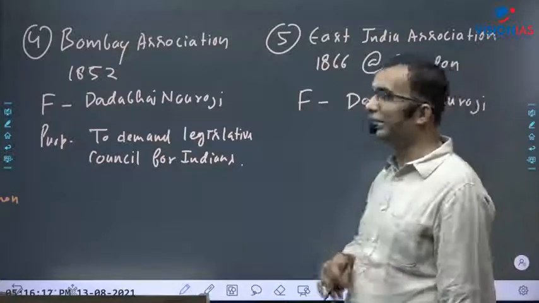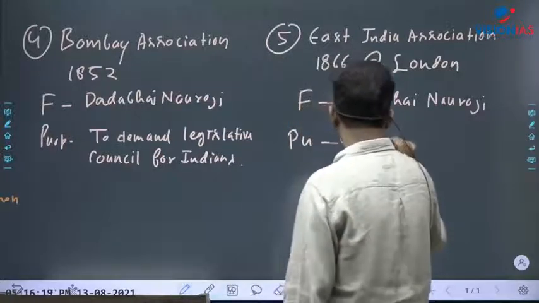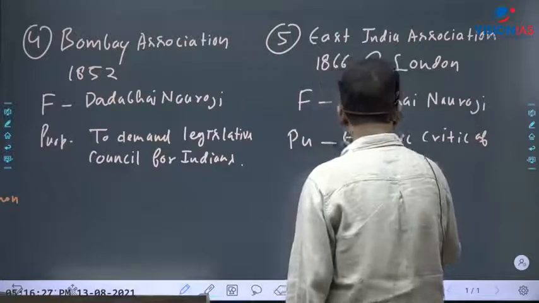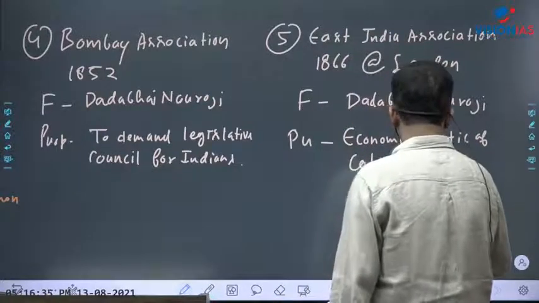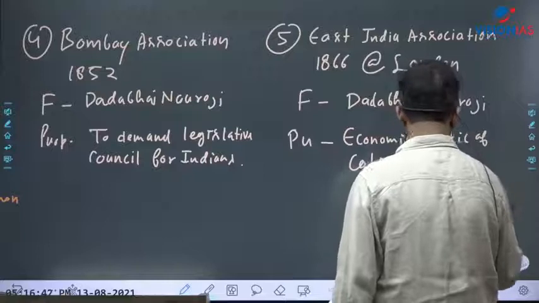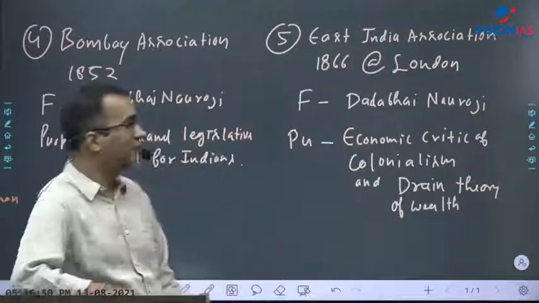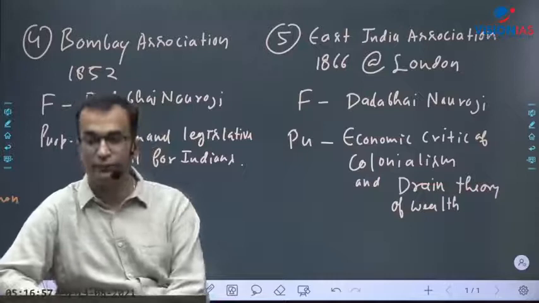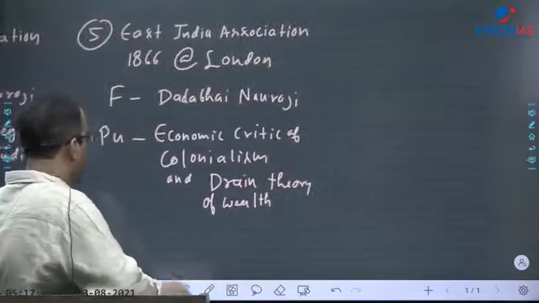And this time, what is his agenda or purpose? Purpose of this organization: economic critique of colonialism, that you have already read. And this organization is the one which forwarded the Drain theory of wealth. Drain theory of wealth. East India Association of 1866 at London. Then, I'll move to the next organization.